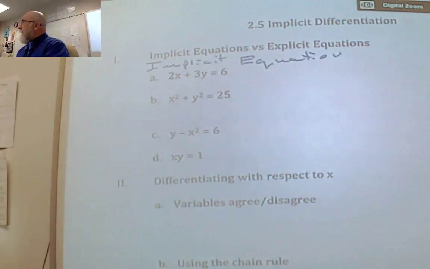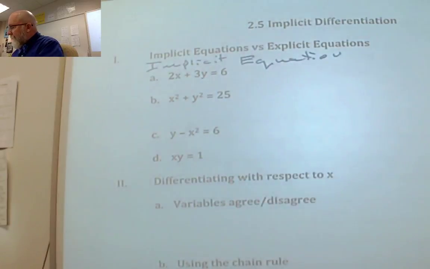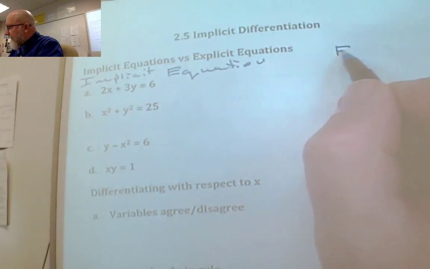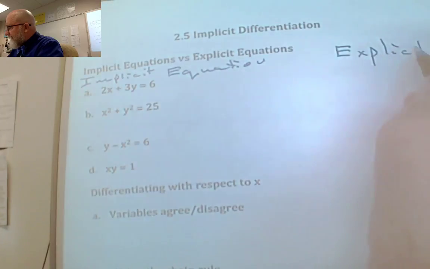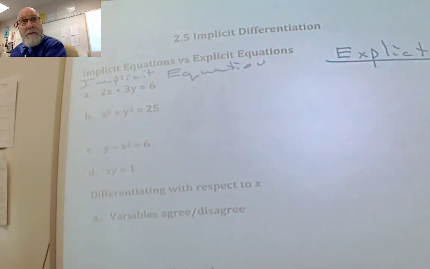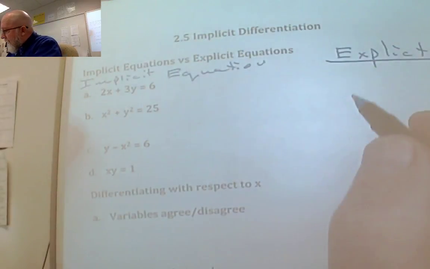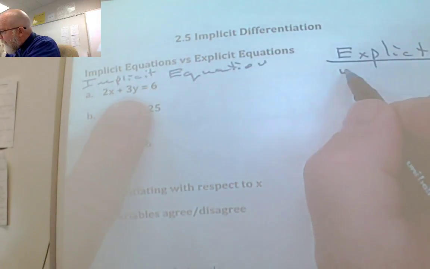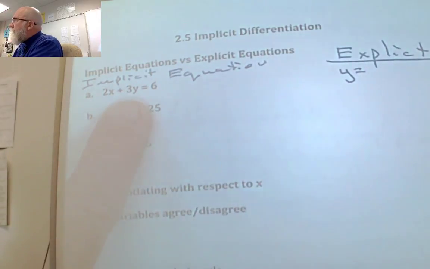Now, sometimes, a lot of times, we can write them explicitly. What do I mean by that? Well, that means y gets defined in terms of x. So in other words, y is by itself. Okay? So Jeremiah, this one right here, can you tell me what y is by itself? Can you kind of do that in your head? Yeah. What would you write?